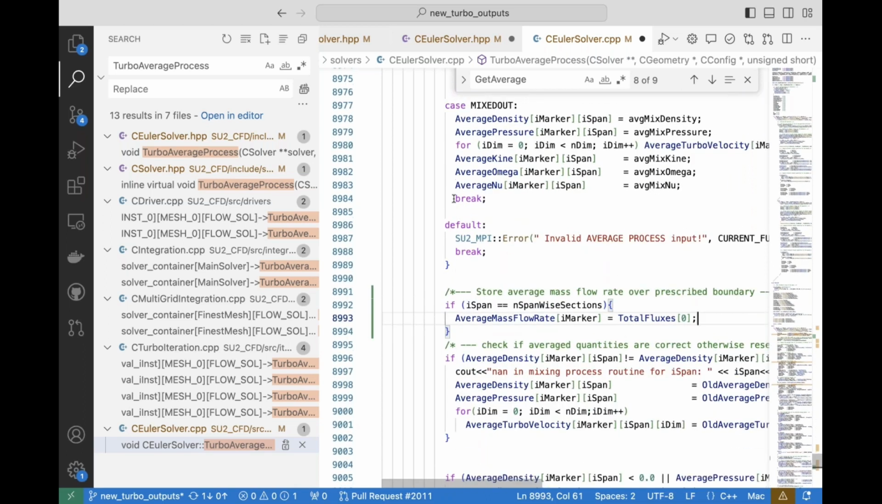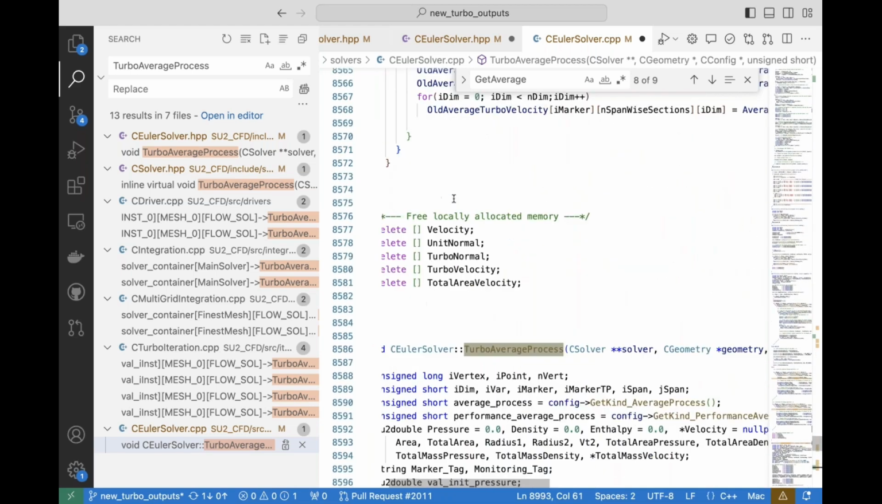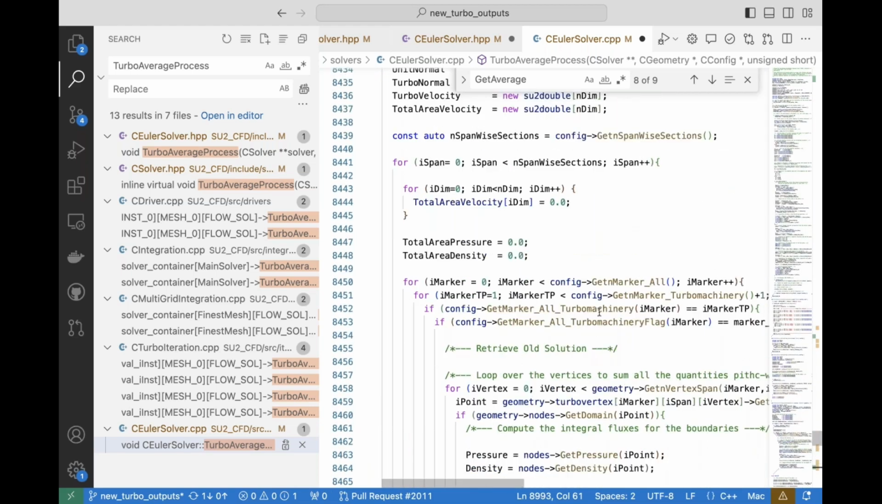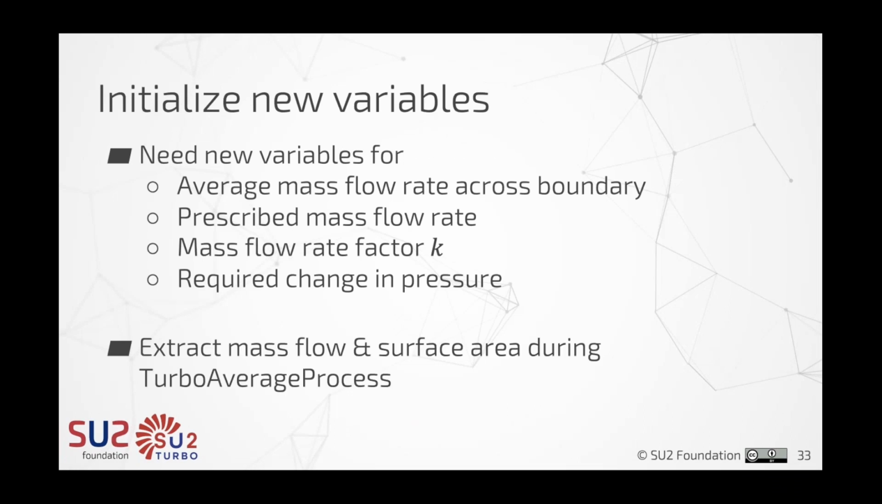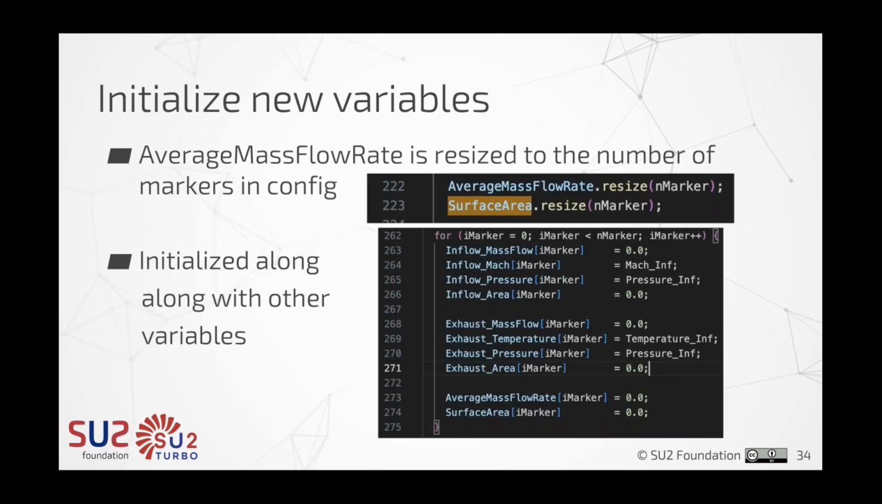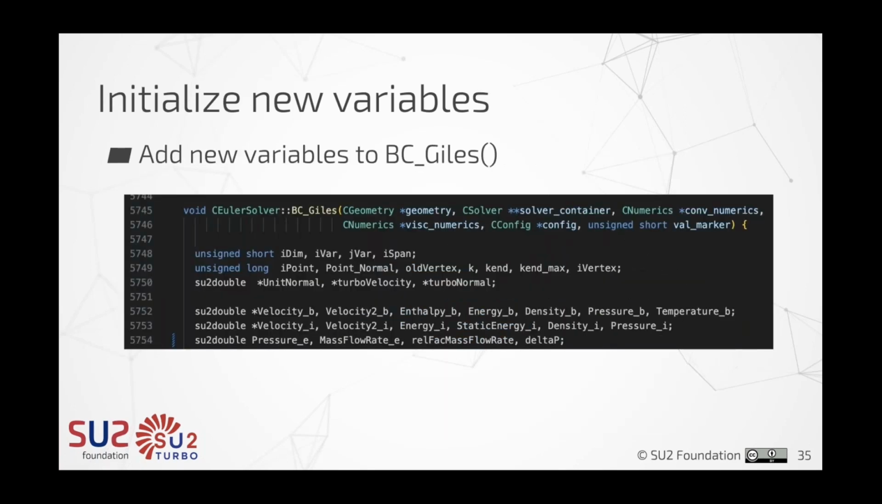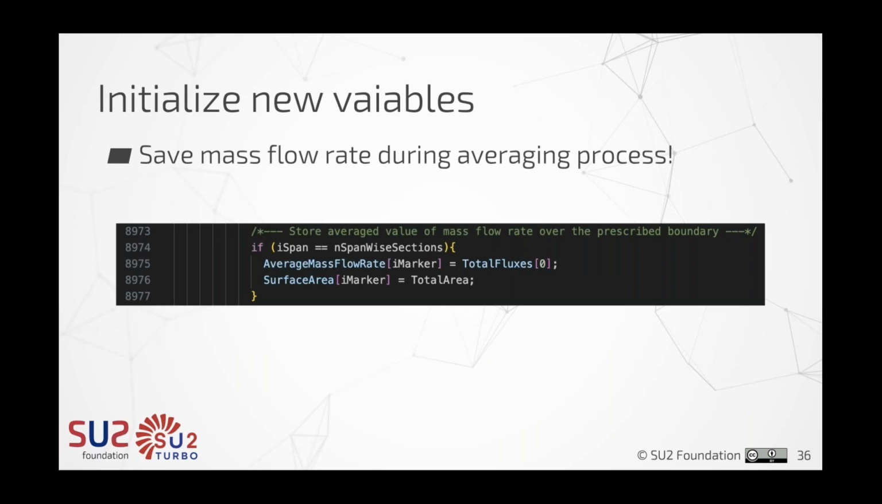So to summarize what we were talking about before, we'll go back onto the PowerPoint. What we've done here is we've initialized our new variables and extracted the mass flow rate during the turbo averaging process. We've done that here using the average mass flow rate, which is resized in the number of configs, and then we've initialized these variables alongside everything else. We've not added it in at the top; we've added it into where the function is defined. This is just an old screenshot. And then we've added our mass flow rate calculation during the averaging process.